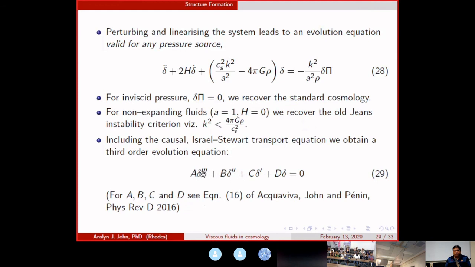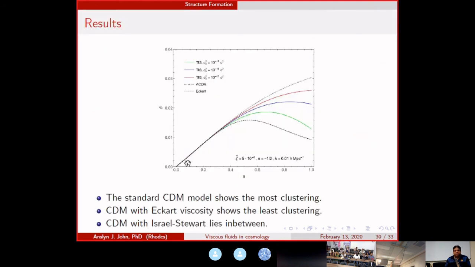So solving this equation, we put delta as a function of time. That's near the beginning of the universe. This is the universe today. So the scale factor is normalized from 0 to 1. And I don't know how clearly you can see this. So we've done a number of plots here.